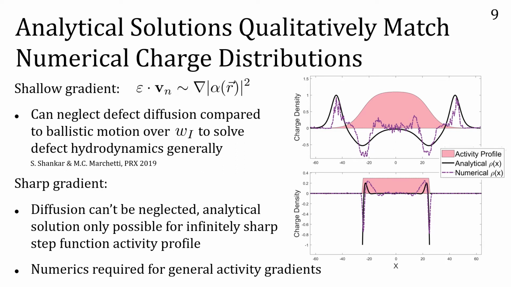This solution also provides us with the insight that gradients in the squared magnitude of the activity induce transverse phase gradients, which in turn act like electric fields on defects. So we see that activity gradients also act like electric fields, with constant gradient areas sorting defects by their topological charge. In our sharp gradient limit, the interface is narrow enough that defect diffusion terms can't be neglected.